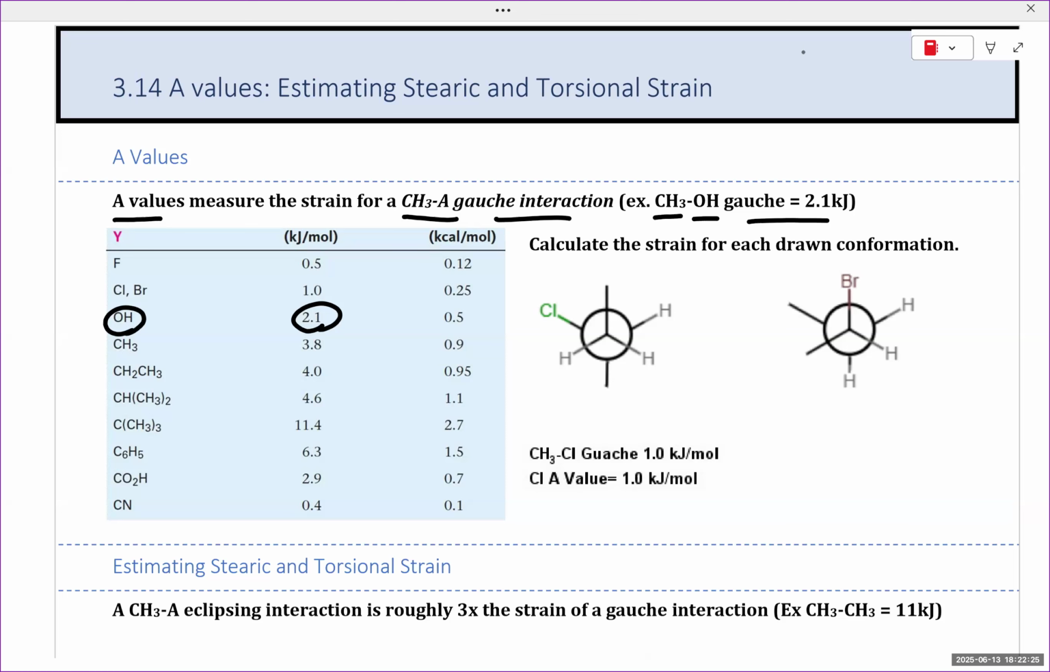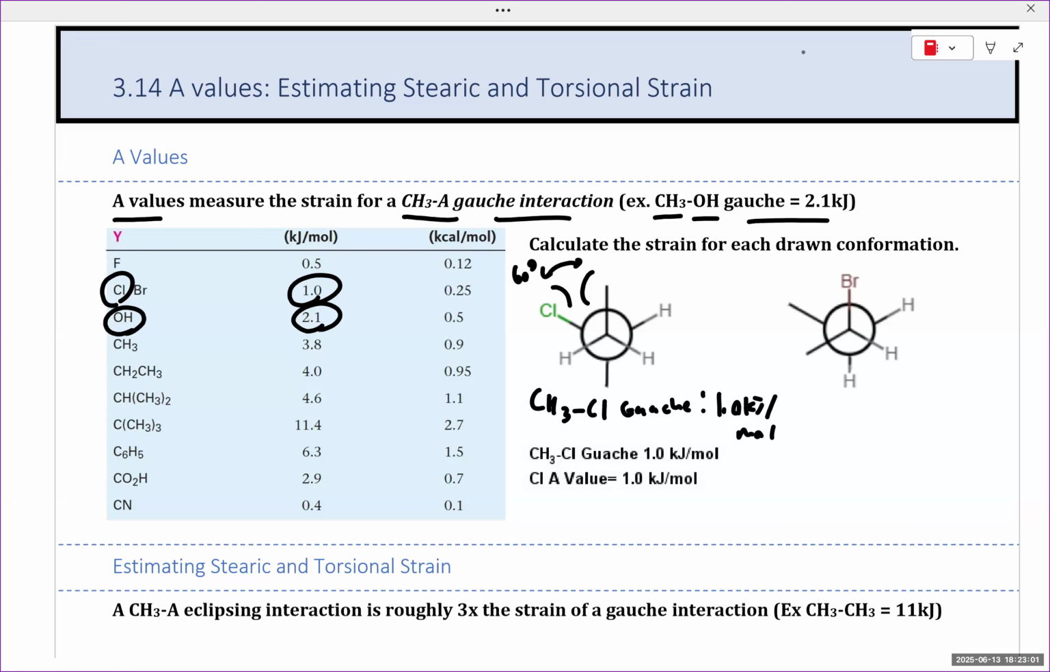Likewise, we look at the following Newman projection and want to calculate the steric and torsional strain. In this case, we have a staggered conformation, but we have a gauche interaction. These two substituents are separated by 60 degrees. So we have a methyl-chlorine gauche interaction. So we can use our A value table. For chlorine, this has a value of 1.0 kilojoules per mole. And that is really the only source of steric and torsional strain in this conformation.